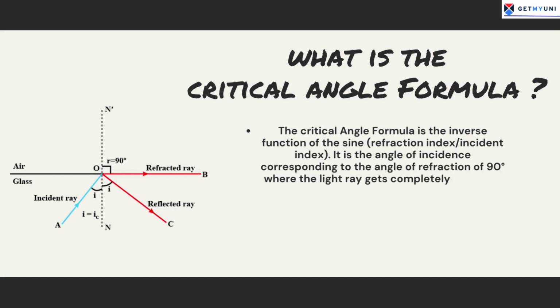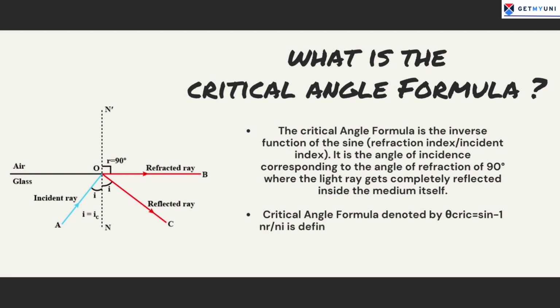The critical angle formula, denoted by critical angle equal to sine inverse of nr by ni, is defined as the angle of incidence which provides a 90 degree angle of refraction. Now let's discuss the critical angle formula for a couple of mediums.